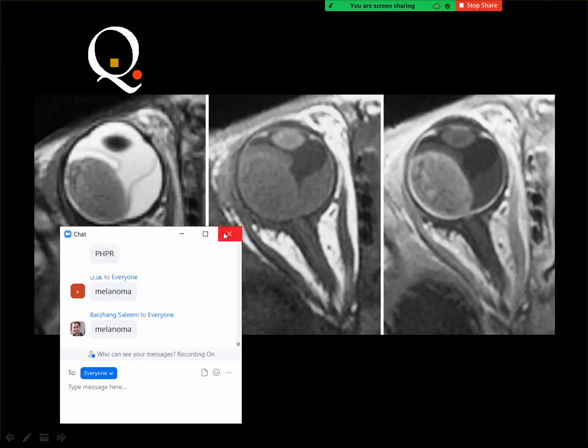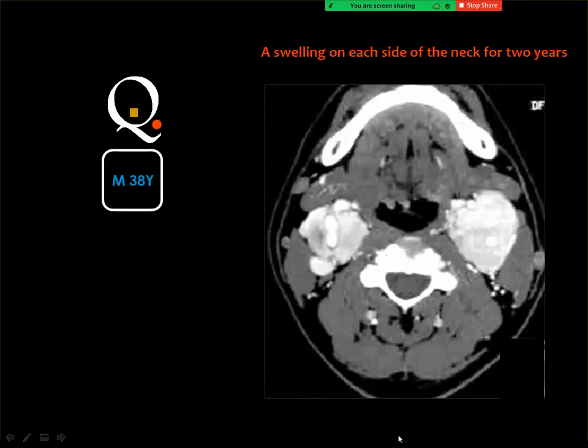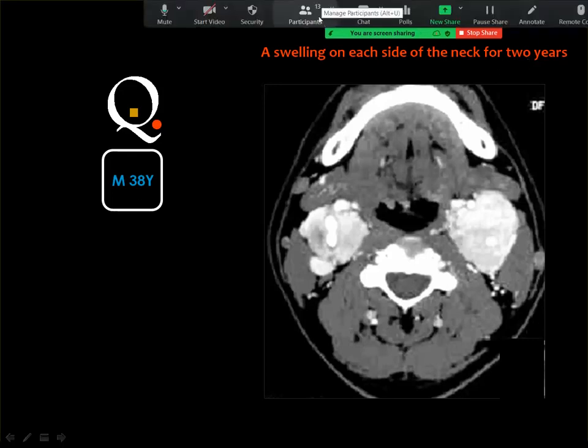And if you know that this is a pediatric patient, then you know that this is a retinoblastoma. And I'm sorry that I didn't include the age of the patient in this case, but this is a retinoblastoma. You know that MRI is deficient in detection of calcium in retinoblastoma, but you depend on the age of the patient. If this is a pediatric patient and there is a mass inside the globe, you think, of course, of retinoblastoma. Male patient, 38 years old, with swelling on both sides of the neck for 2 years.